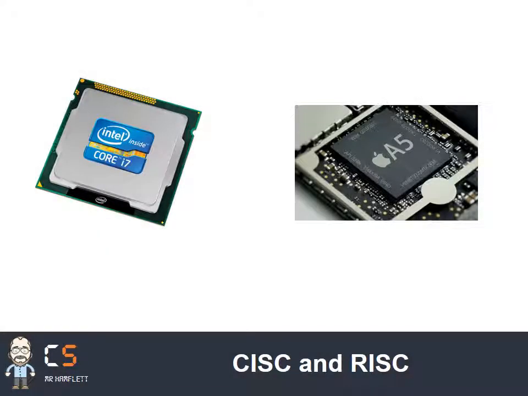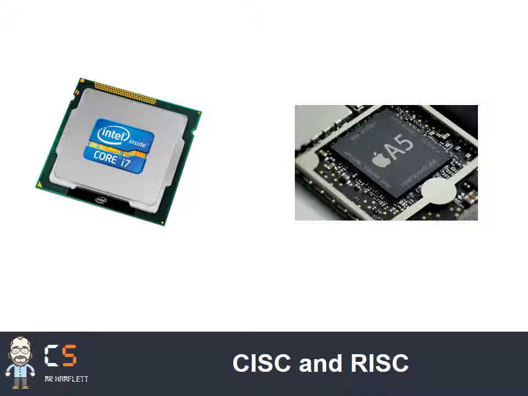In this session, we're going to be looking at the difference between RISC and CISC based processor architectures. So far we have looked at what the processor is, and we've looked at this idea of instruction sets, where each processor will have a set of instructions which it can run.